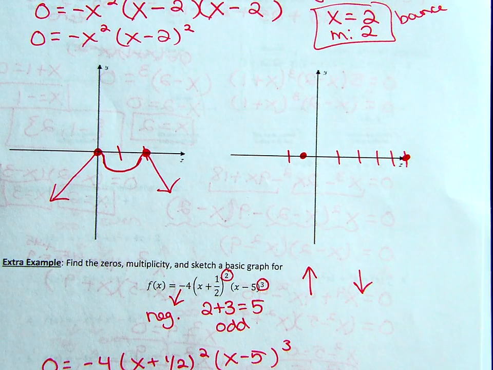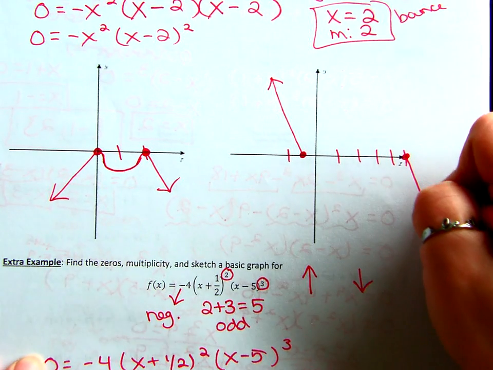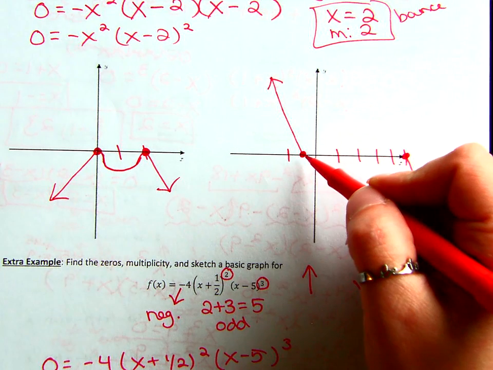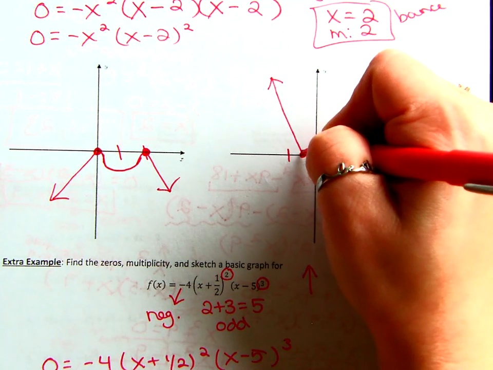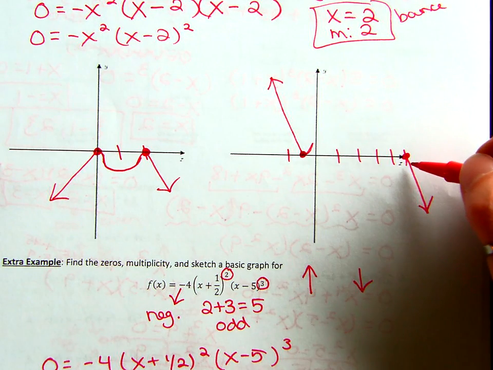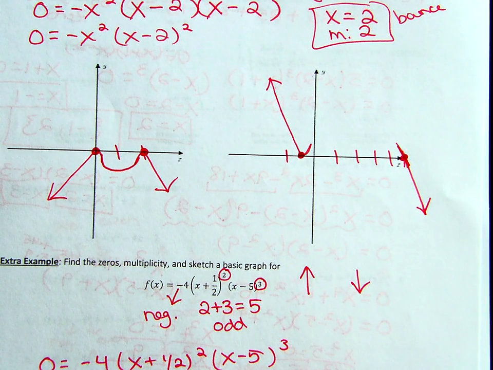We know our end behavior from our leading term test was going up on the left, down on the right. And then we found the multiplicity at negative 1/2 was 2, so that means we bounce. So we're coming back up here. We know the multiplicity on 5 was 3. That's an odd, so that means we go through there. Notice then that we're ending up on the same side, which is really good because we do need these to connect.